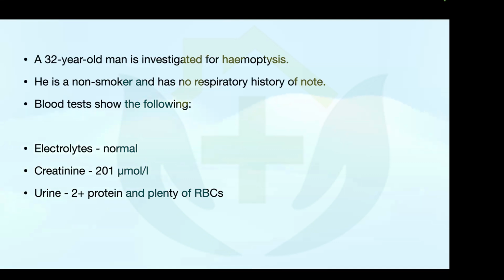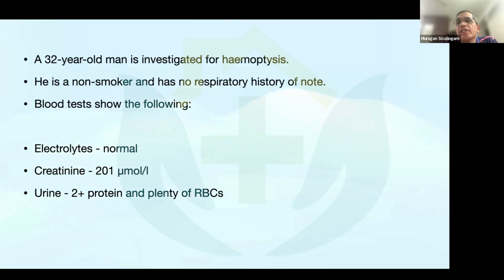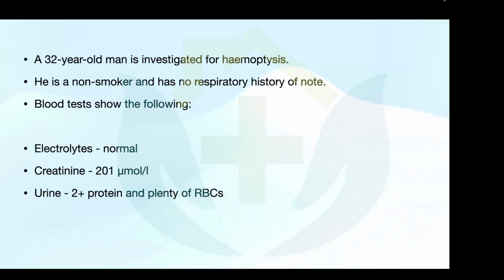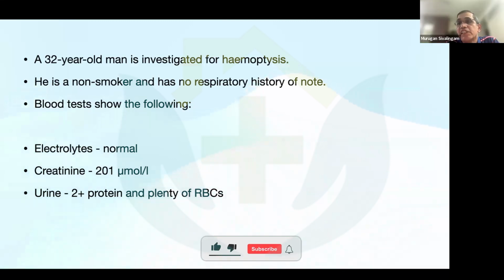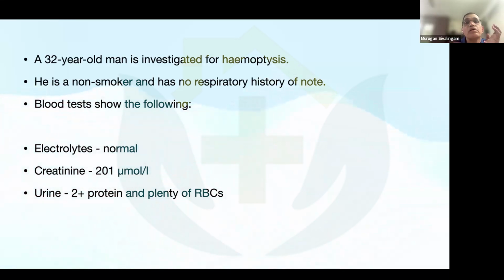ANCA-associated vasculitis. Okay. Basically the way you look at it is that he's got evidence of both renal and lung involvement. So he's got hemoptysis and he's got evidence of glomerulonephritis as evidenced by elevated serum creatinine, proteinuria, and hematuria. So what we call that is pulmonary renal syndrome.